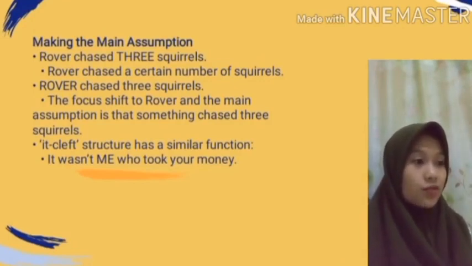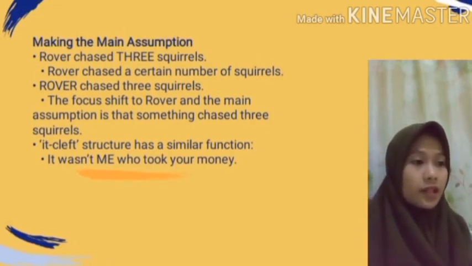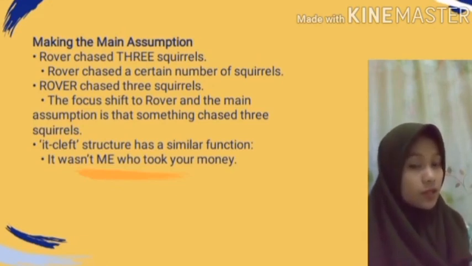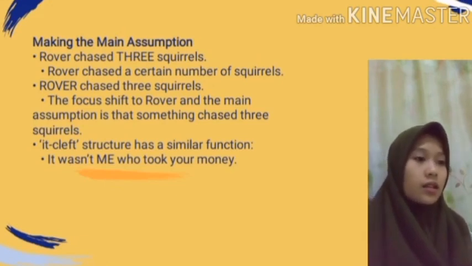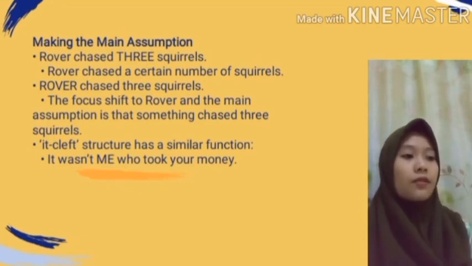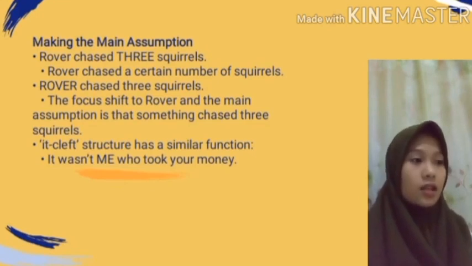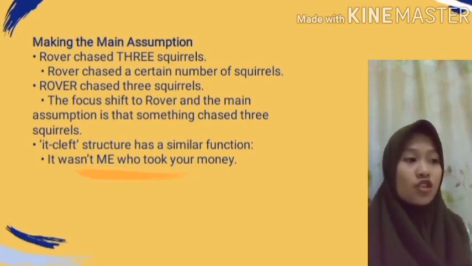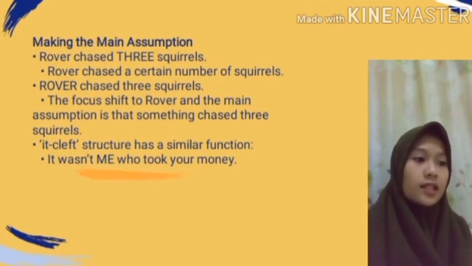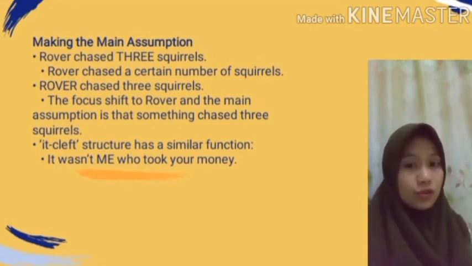Robert chased 3 squirrels. It means Robert chased a certain number of squirrels. Next, Robert chased 3 squirrels. It means the focus shifts to Robert and the main assumption is that something chased 3 squirrels. Next, the it-left structure has a similar function, as in: it wasn't me who took your money.